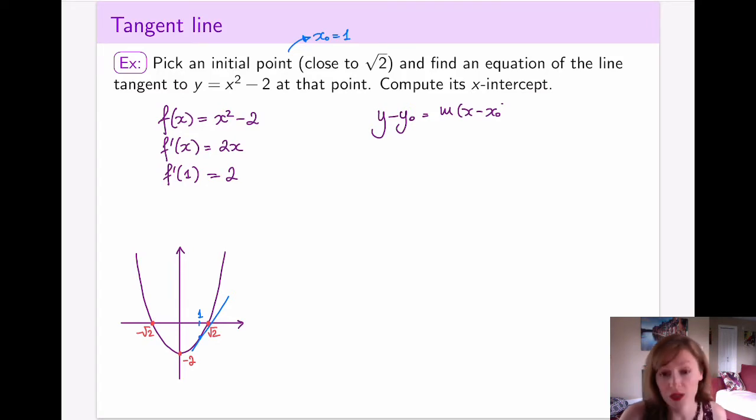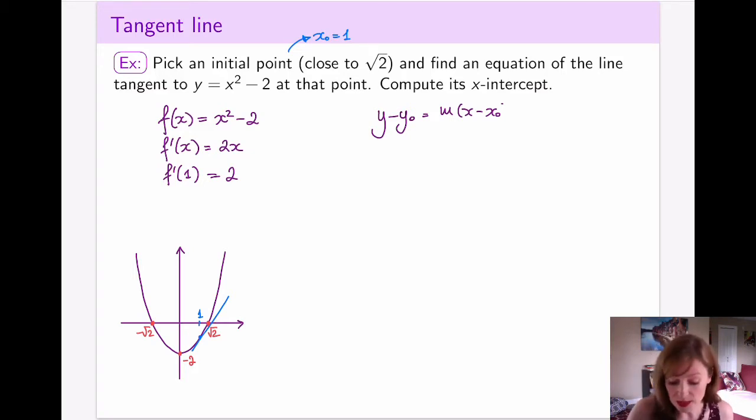x naught I picked to be 1. And y naught is, of course, the y coordinate that corresponds to this x coordinate. So I can just plug x naught equals 1 into my function to get the y value. The y value comes out in this case to be -1. So overall, the equation of my tangent line turns out to be y plus 1 equals 2x minus 1.